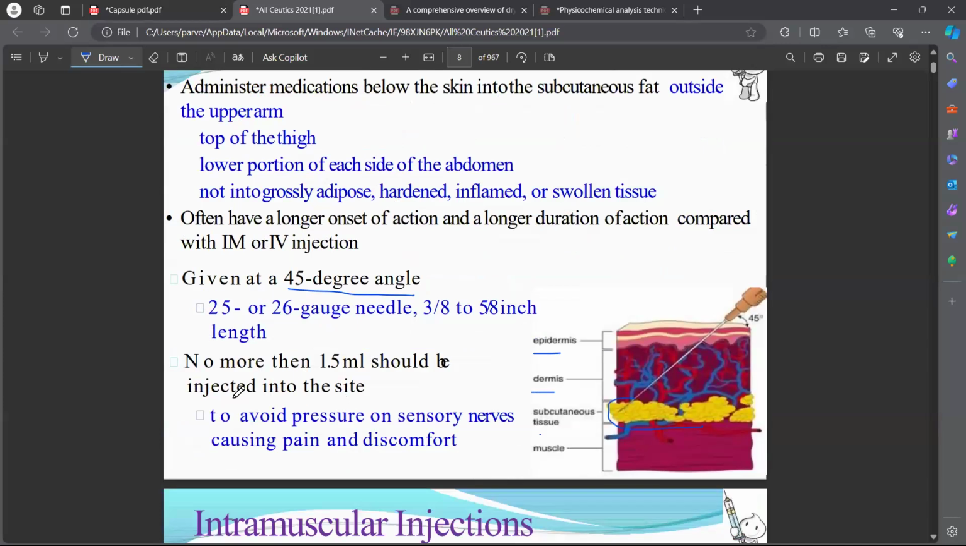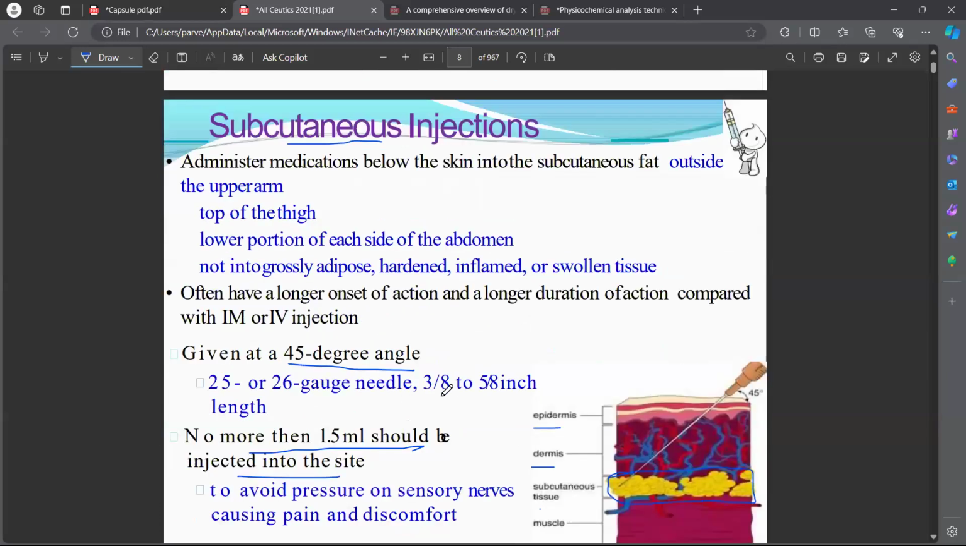It is administered below the skin. Generally a 25 or 26 gauge needle is used, which is 3/8 to 5/8 inch, because this is the subcutaneous route. Generally oily solutions and aqueous suspensions are used.